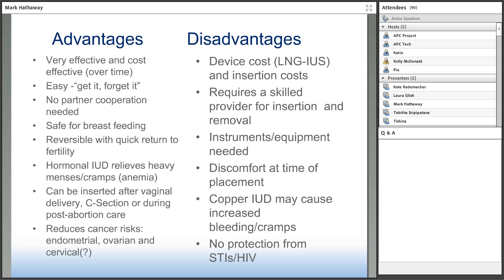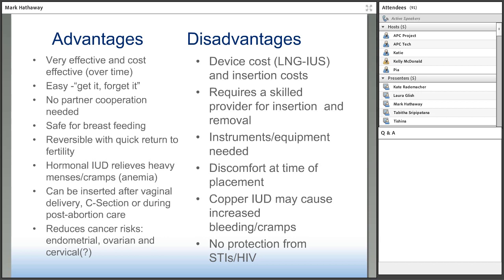They also are known to reduce some cancer risks, in particular endometrial and ovarian cancer, and there's some studies recently that show that it probably has an impact on reducing cervical cancer risk. Disadvantages: the device costs, and primarily when I mention this, I'm referring to the hormonal IUD. The copper IUD has been available for many, many years in many, many countries for pennies, but the hormonal IUD is fairly new to the global market, in particular the developing country global market.